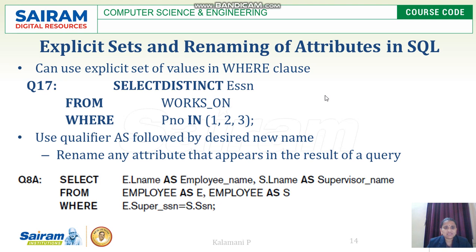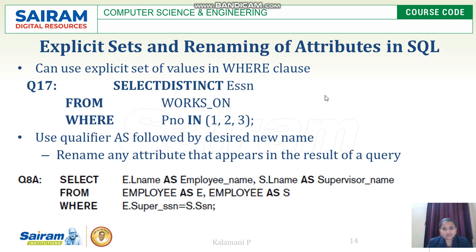Already in the last class, we had discussed the exists function, not exists, unique, as well as the any and in operators, and so on. So now we are going to see how to specify explicit sets and renaming of attributes in SQL, and how to do it.